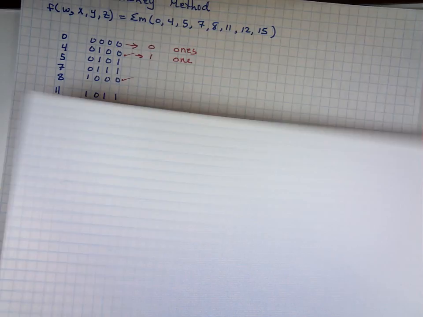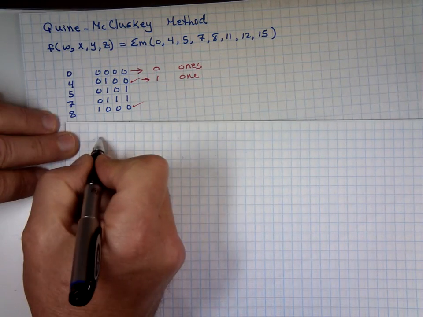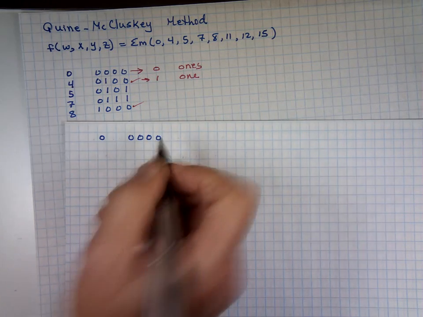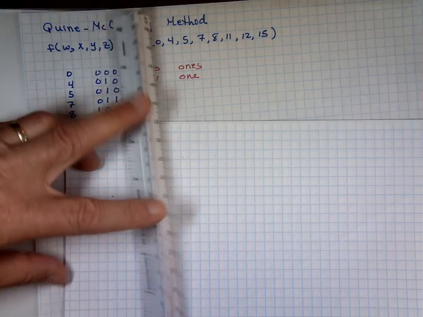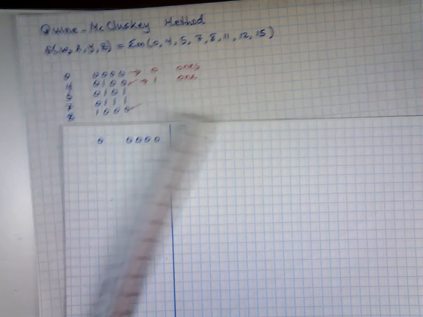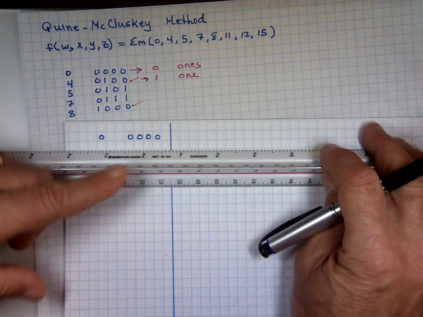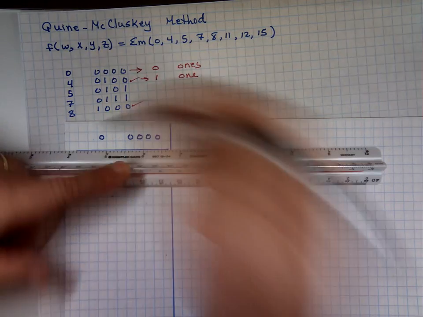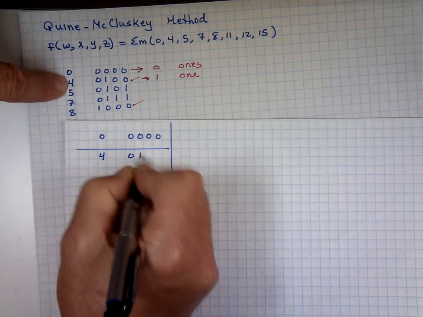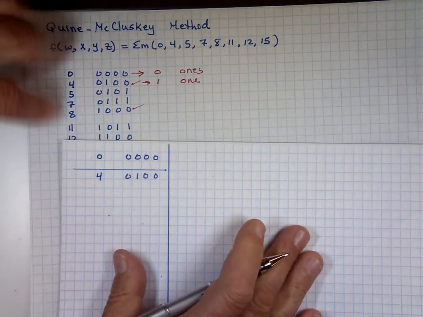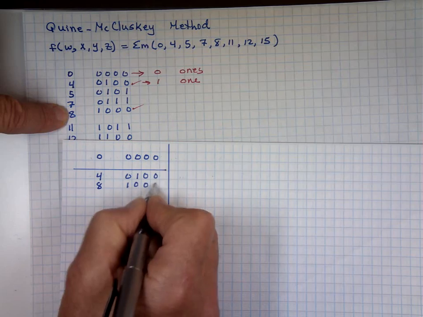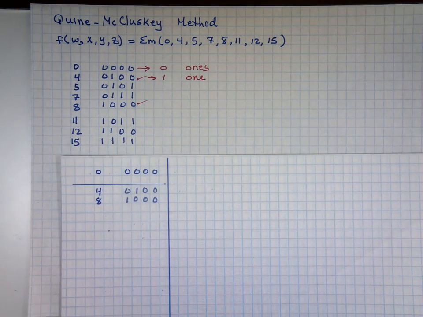I'll go on the next page, and I'm going to write the first group, the zeros. I'll write the 0 here, which is what? 0, 0, 0, 0. A dotted line. That's the first group. The next group has 1, 1 in it. Who has 1, 1? I see the 4. What else? The 8. Anything else? No, that's the second group.